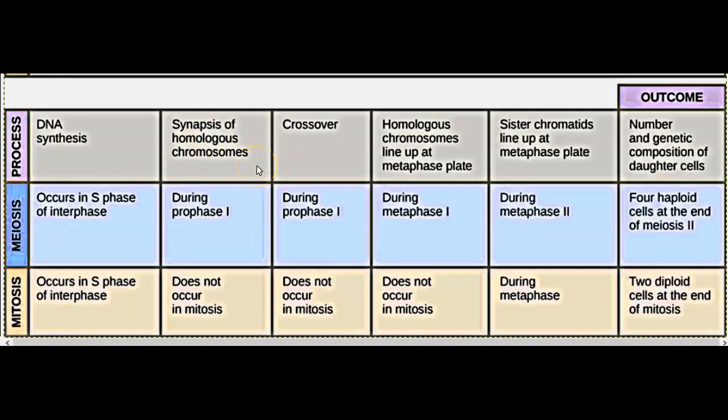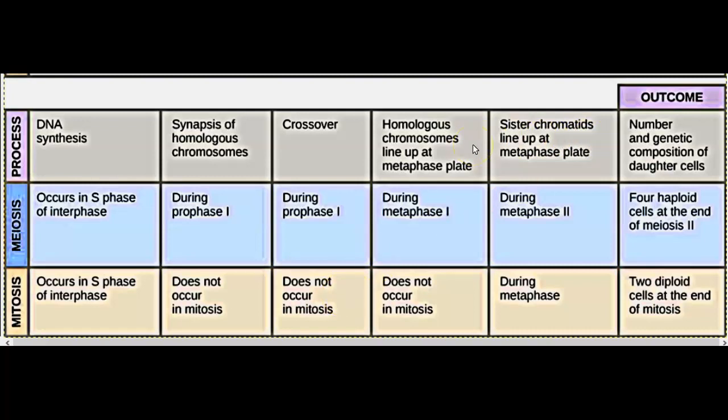Synapsis of homologous chromosomes occurs in prophase 1 of meiosis. Does not occur in mitosis. Crossing over, prophase 1, does not happen in mitosis. Alright, mitosis is asexual. That means there's no mixing up of the DNA.